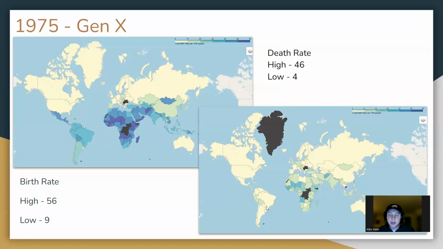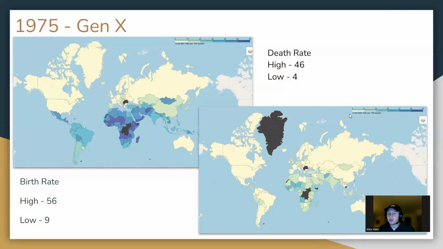Death rates definitely decreased pretty much everywhere between 60 and 75, by looking at this map and comparing it back to the 1960 death rate map. But one thing I wanted to note for 1975, and the reason I chose this year, is because 1975 was the beginning of the Cambodian genocide. If you'll see Cambodia, Southeast Asia, very dark blue there.